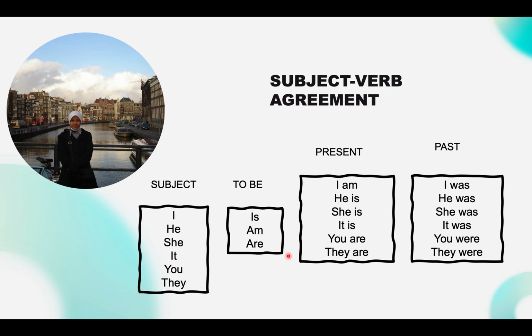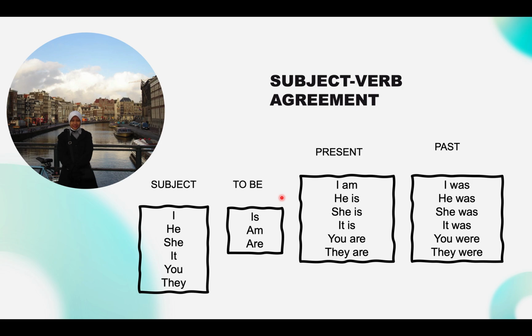When we talk about grammar, the first thing we have to understand is subject-verb agreement. We know we have a subject. I know you remember well. In the subject we have I, he, she, it, you, they. And then next is to be. To be we have is, am, are.